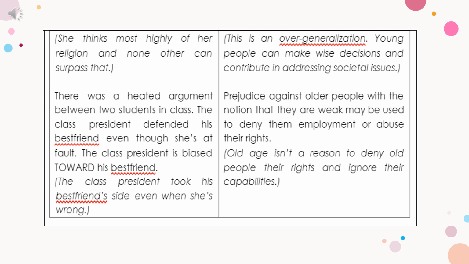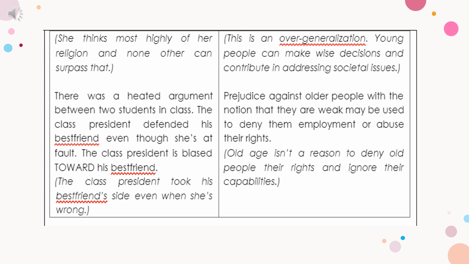Then here, dealing with the youngsters being reckless and indifferent, the explanation provided is that this is an overgeneralization. Young people can make wise decisions and contribute in addressing societal issues. So it's prejudice. It's a prejudice thinking that the youngsters cannot do better, that they cannot contribute to the progress of the community. So it's an overgeneralization. And whenever you do that, that is what? Under prejudices. Okay? Next example.